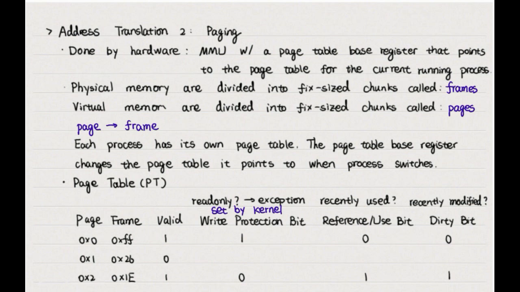The reference or use bit is set by the MMU to indicate whether the page is recently used. Similar to the reference bit, the dirty bit is set by the MMU to indicate whether the page is recently modified.